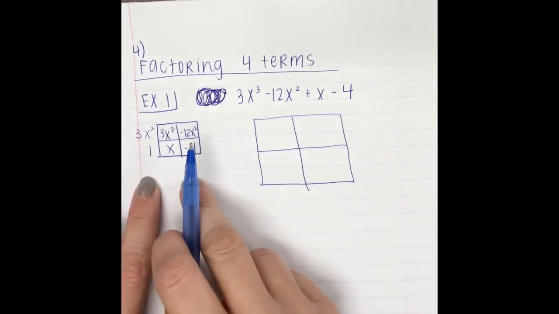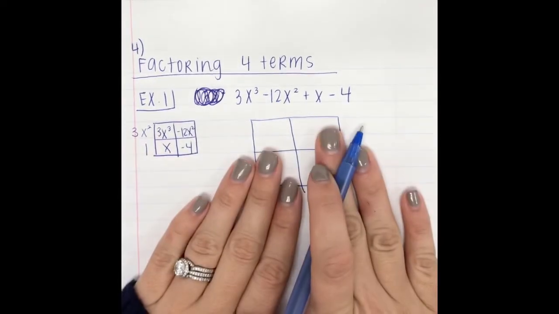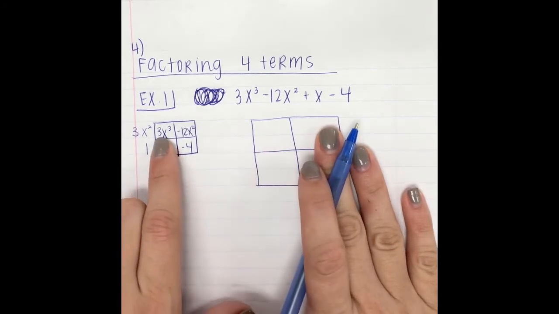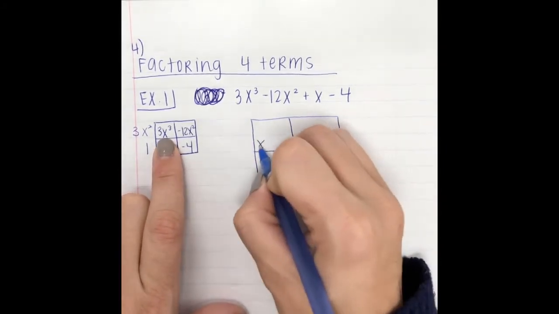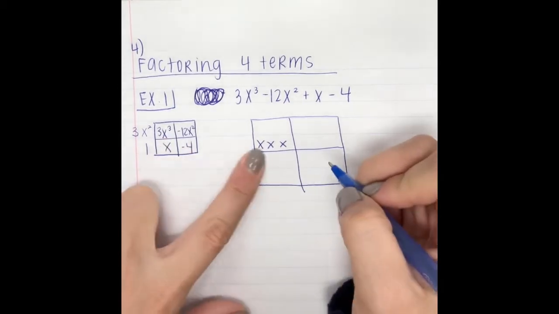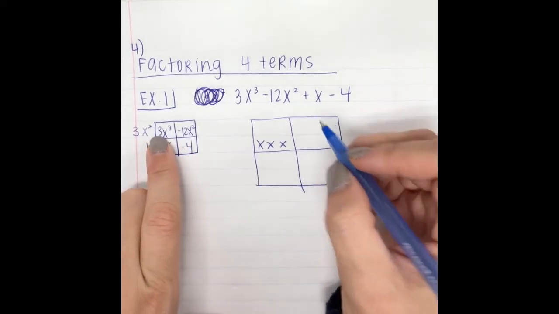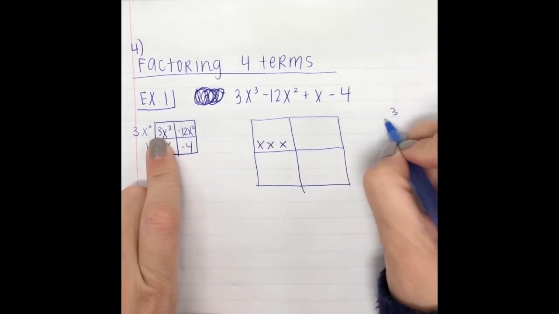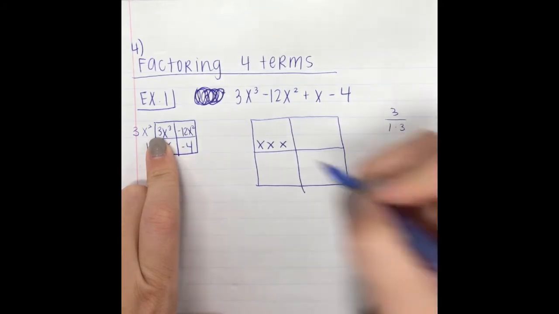If you're not to this point yet, that's perfectly fine. We can break everything down, okay? So starting with our 3x cubed, x cubed means we have 3 x's. The only things that multiply to give me 3 would be just 1 times 3, right?